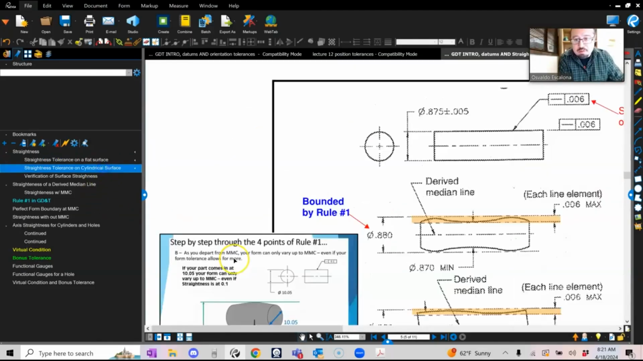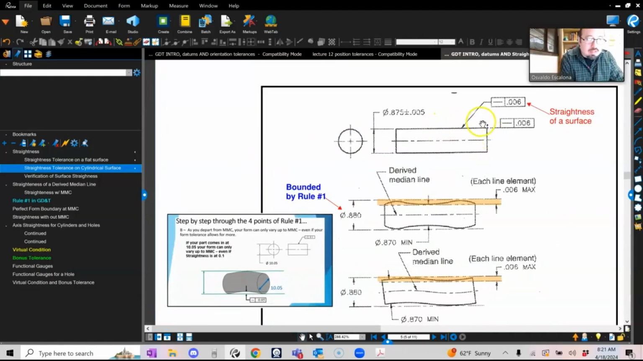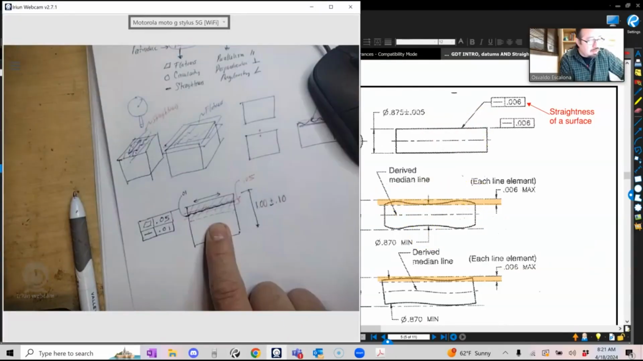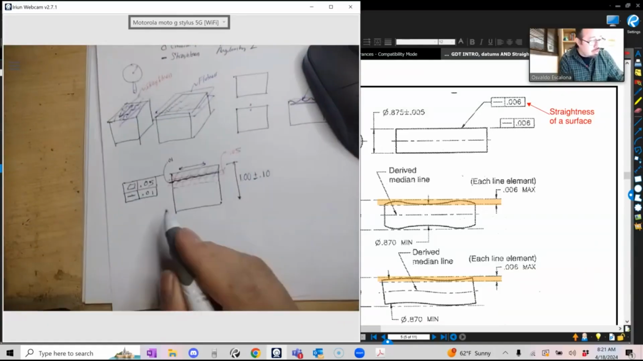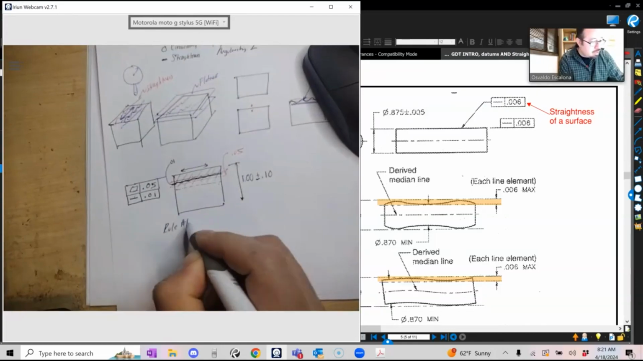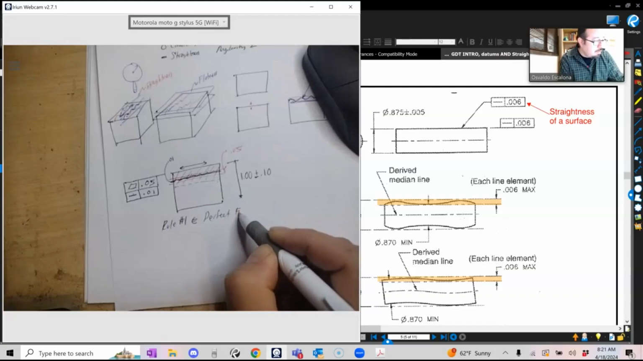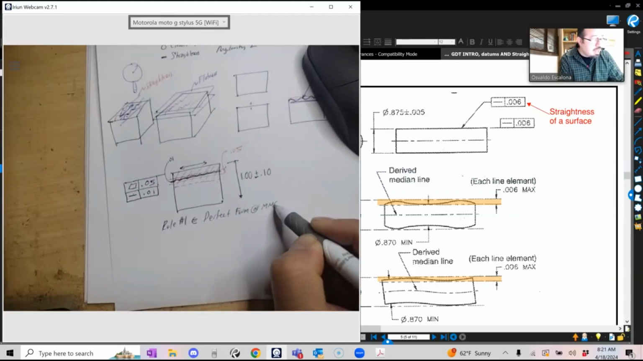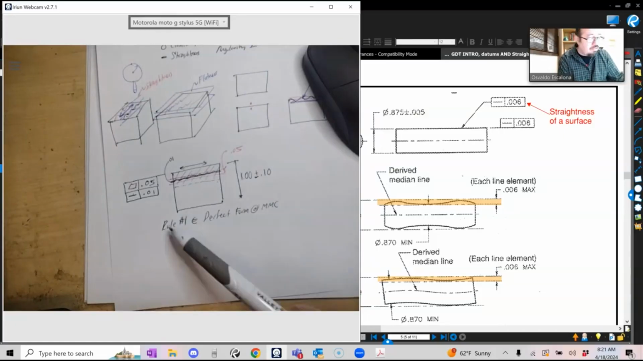Let's continue. You can also do a straightness for a cylindrical part. You guys will see it here. And as I previously showed you, the straightness lives within the size tolerance zone. This is what we call rule number one. And as I have said before, it just means perfect form at MMC. And as you move away from MMC, you have allowance for form variation.